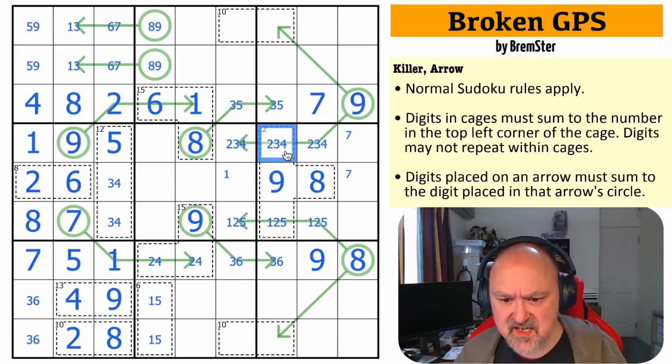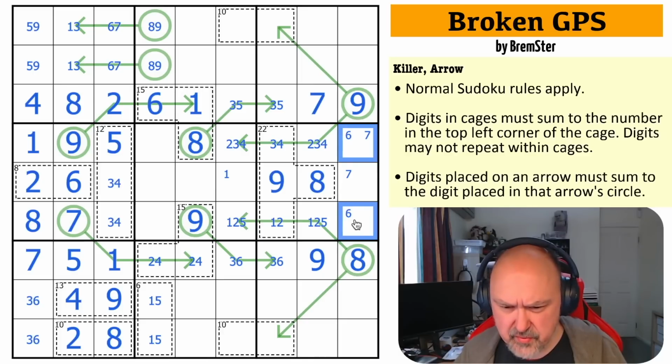So these sum to 17. These have to sum to 5. So that's not a 5. This is 1, 4, or 2, 3. There's no 2 there. Six is in here in one of those two. This is nuts. 1 is still in one of those, by the way.